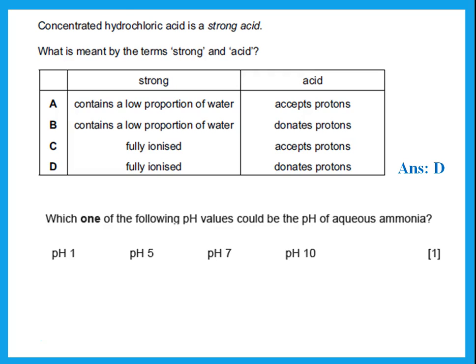Okay, the next one. Which one of the following pH values could be the pH of aqueous ammonia? Remember what did we say about ammonia? We said ammonia is a weak base, and a weak base will have pHs, we said 8 or 9 or 10. So my choice here would be pH 10.